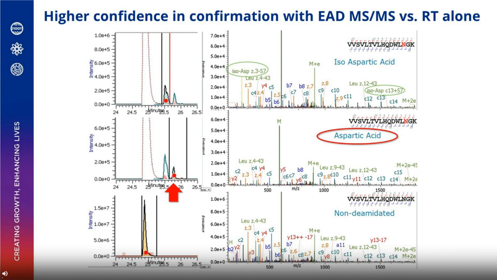Among the 3 spectra, only the top one contains the z3-57 and c13+57 diagnostic ions. So we can conclude that asparagine N is deamidated to isoaspartic acid. Therefore, we can use the retention time and EAD MS diagnostic ions to differentiate isoaspartic acid and aspartic acid with really high confidence.